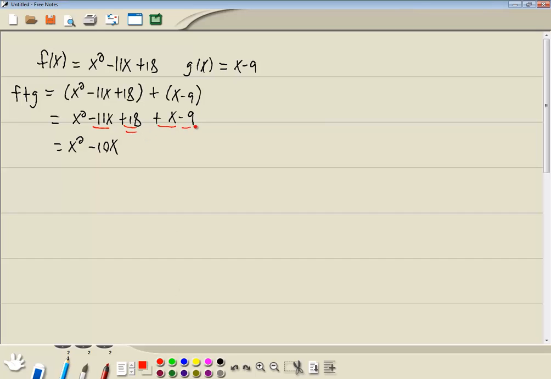And here's a number and here's a number. 18 minus 9 gives us 9. And that would be our answer.